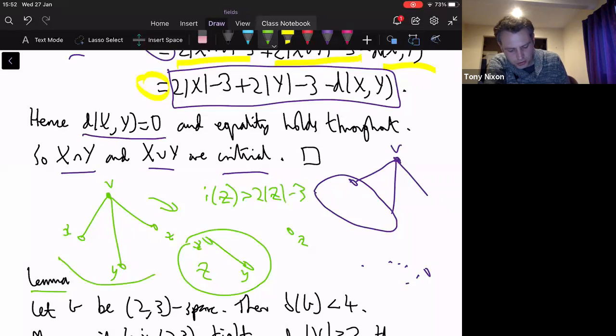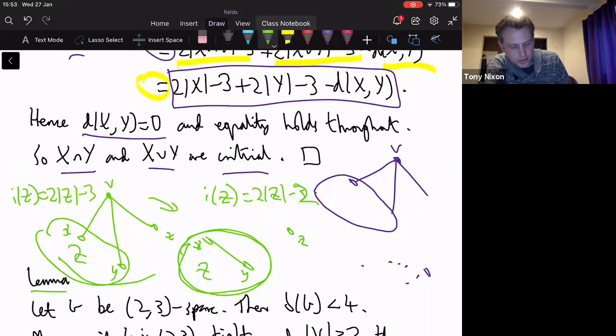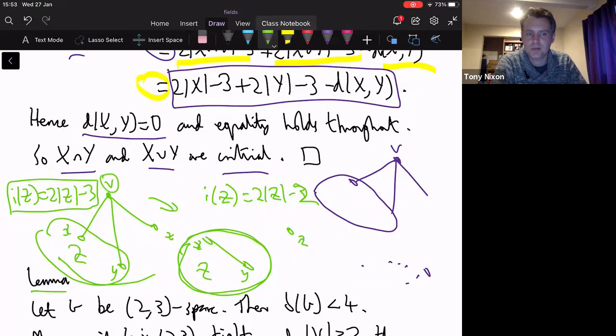But this subgraph I've circled, the subset Z, has one more edge than it did in the previous one. So it must actually be equal to 2Z minus 2. And hence over here, Z without the edge XY, and now it's induced, Z being induced in the smaller graph, has I of Z equals 2Z minus 3. So it's exactly a critical set. So they're exactly the problems we have to worry about to show that we can find some reduction at a degree 3 vertex V.